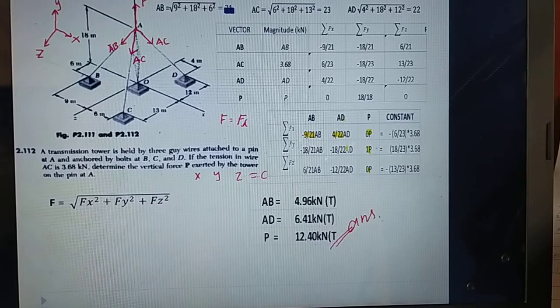So this is the projection along y-axis for AD, and for AB negative 18 over 21, and along z-axis for AB, AD, and P is 6 over 21, 12 over 22. Then here, this is the C, positive 6/23, for Y negative 18/23.